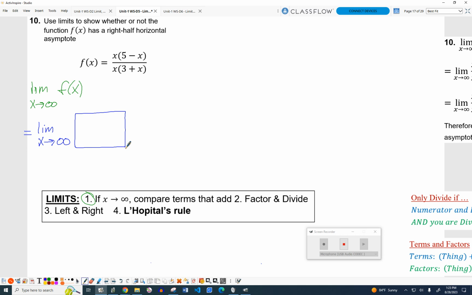Negative x squared over x squared. So Will correctly went here and said, hey, here are two terms adding. I compare them. I know the negative x will dominate, so no need to write that any longer. So in place of 5 minus x, it is safe to simply write negative x. Similarly on the bottom.